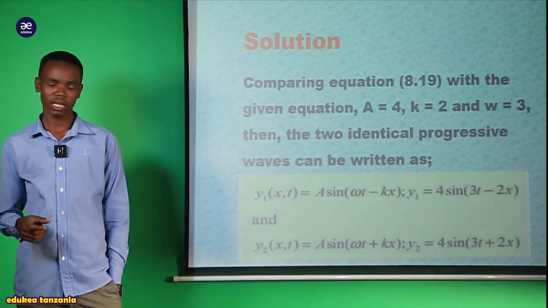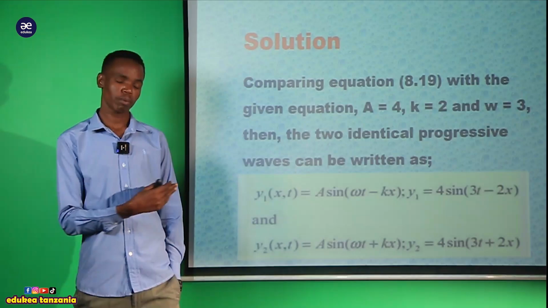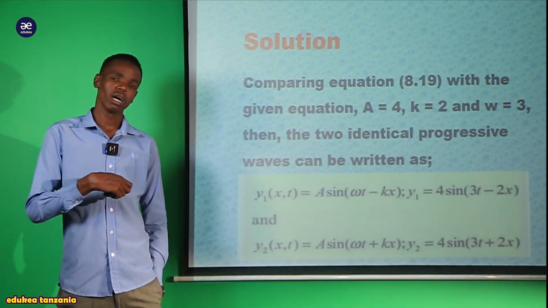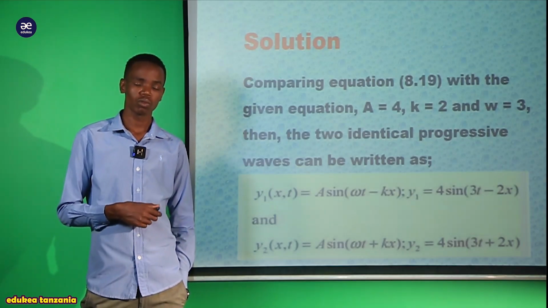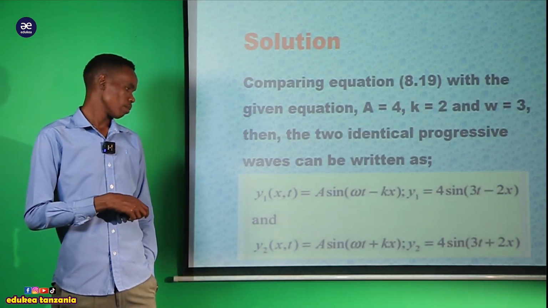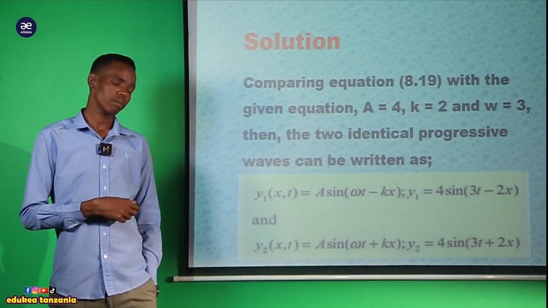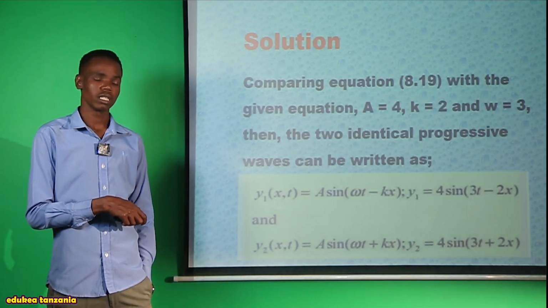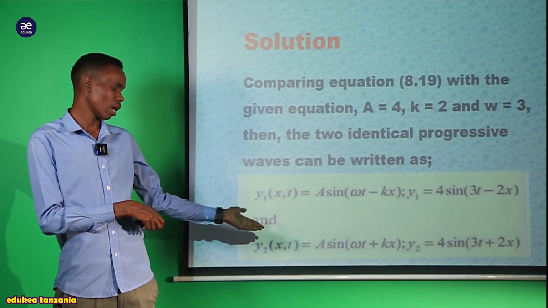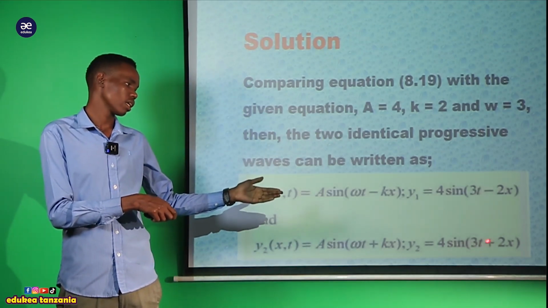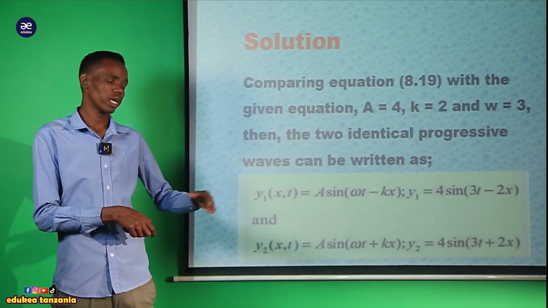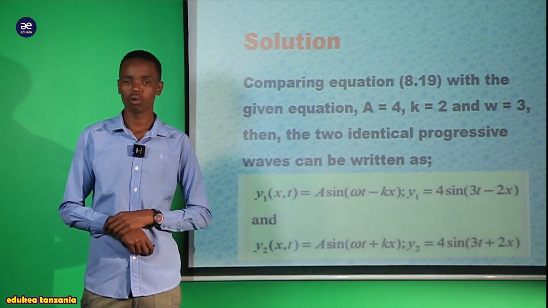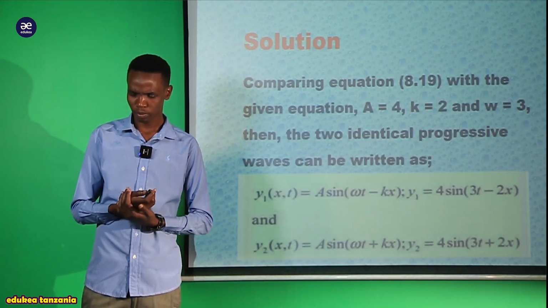Pia kwenye second the same, hapa tunaangalia particle alipokuwa na move kuelekea kushoto. Kwa alipokuwa na move kuelekea kushoto tutaona sasa kwamba the displacement along the coordinate point x, t must be equal to a sin bracket the wt plus the kx, such that this y2 atakuwa ni sasa displacement we have which is equal to 4 sin bracket 3t then we add the 2x. Kwa hizi ndio equation zetu mbili ambazo tulipaswa tuweze kuziandika, my dear students.